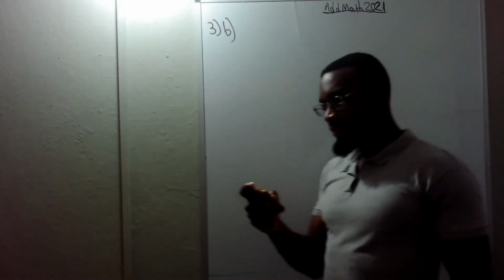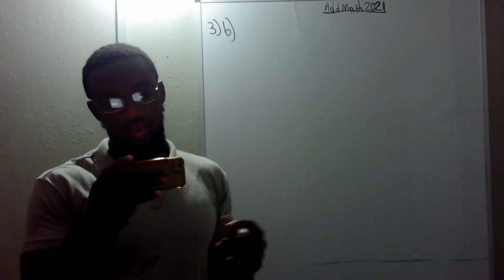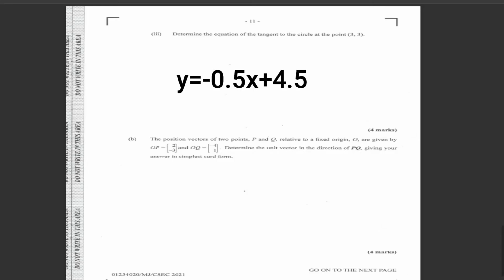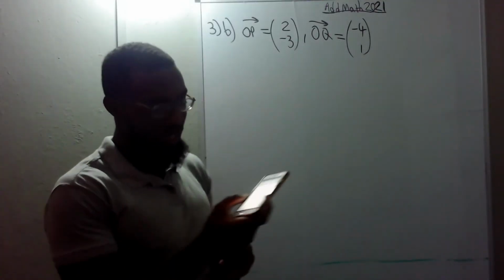Alright, guys, the next part says the position vectors of 2 points P and Q relative to the origin are given by, they tell us vector OP is (2, negative 3), and they tell us vector OQ is (negative 4, 1). Now it says determine the unit vector of vector PQ.